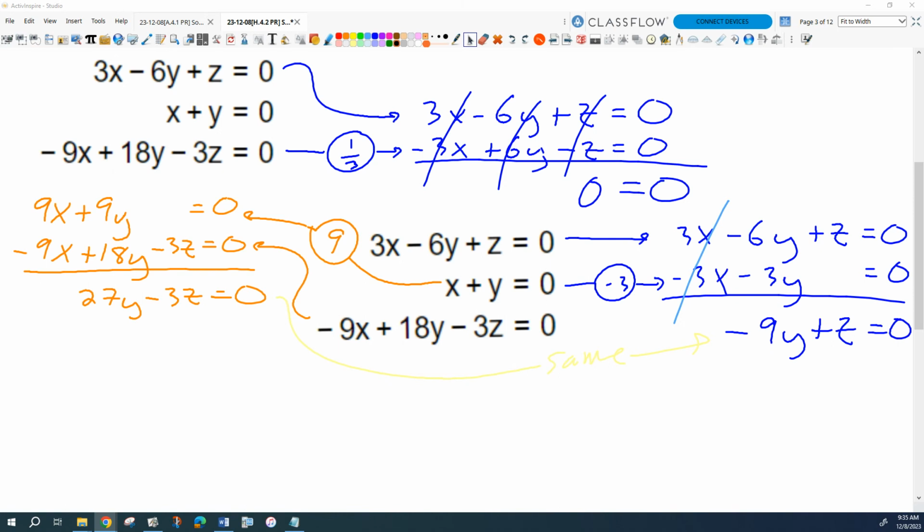So look what we got. We got two results here. We found that 27y minus 3z equals 0. And then we were able to combine two different equations and come up with the result that negative 9y plus z equals 0, right? How did we do this? Let's think back to what our strategy was.